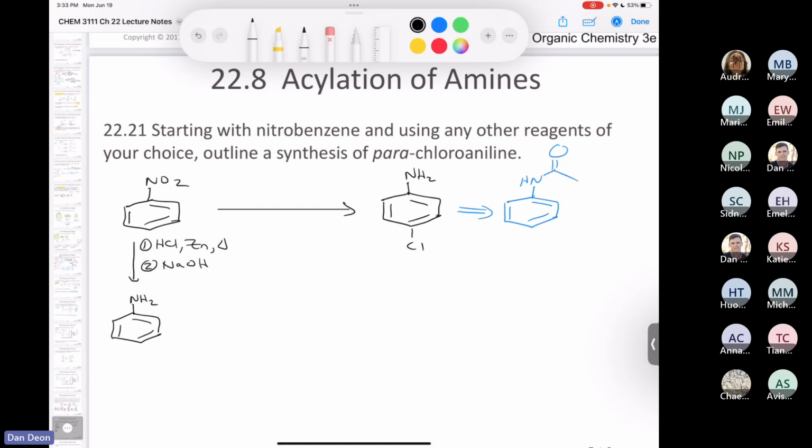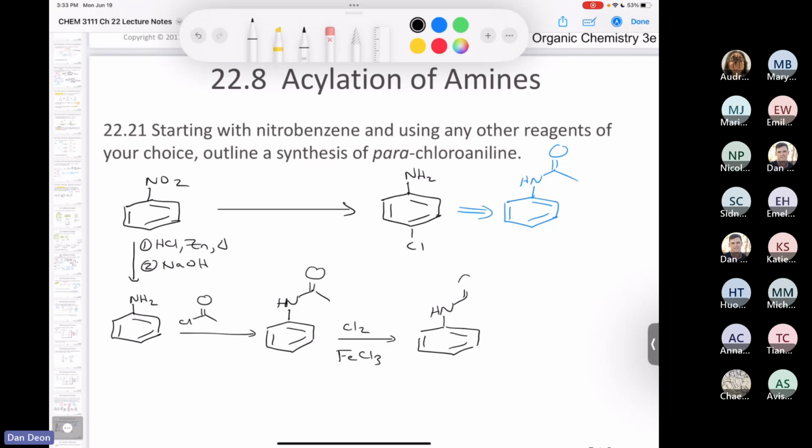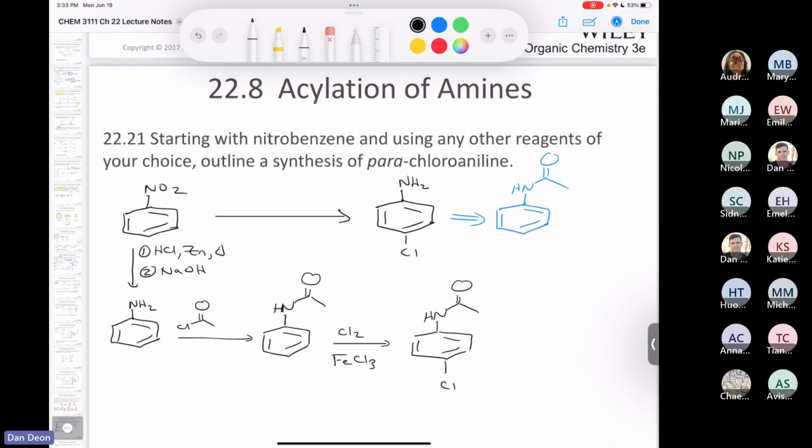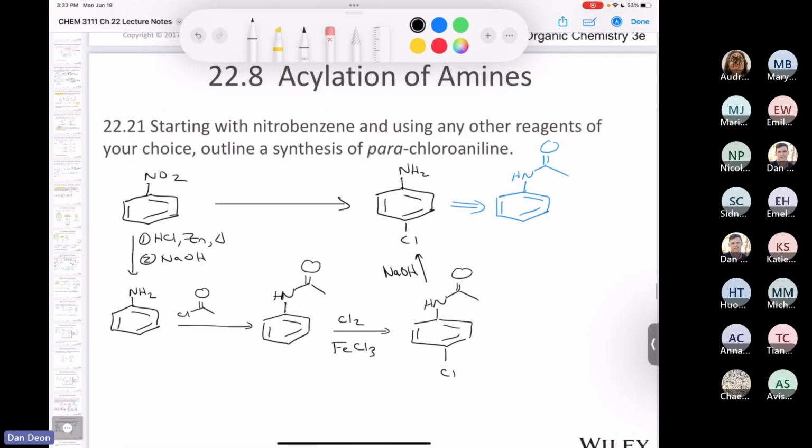Next thing we're going to do is acylate it. So we'll treat it with acetyl chloride, and that gives us the acyl group, like so. There we go. Now we can do our chlorination. So I'll use chlorine, iron(III) chloride, and that's going to install the chlorine para to the amide, like this. And then the last step, we just hydrolyze it with sodium hydroxide, and we're done. So again, it's a protection, deprotection scheme that we have to use here in order to make this compound.